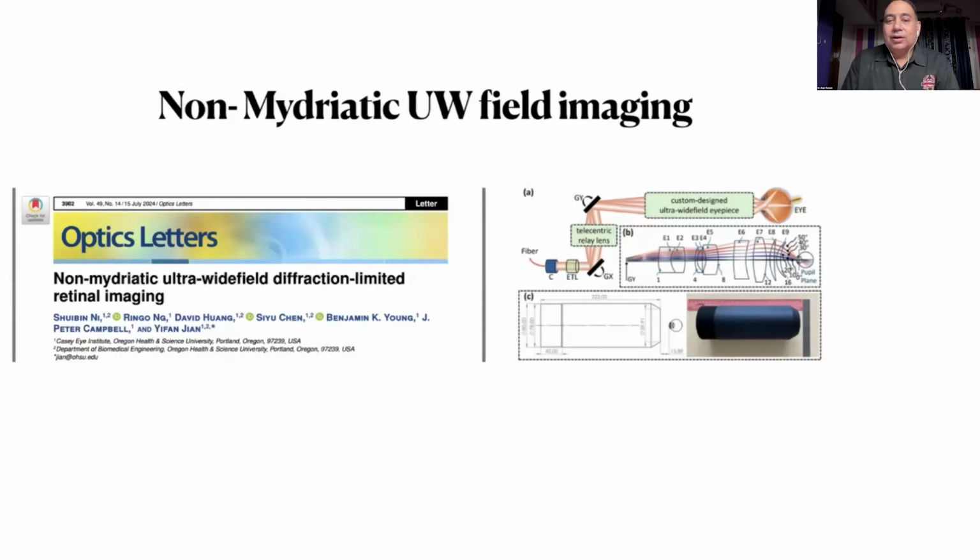I'm not talking about wide field, but the majority of the ultra wide field systems today are mydriatic. That means you need to dilate the pupil to get the images. There is also now work happening on non-mydriatic ultra wide field diffraction limited retinal imaging. There is some evidence that we can still create a good wide field image even in a non-mydriatic mode. This is something which is happening today.